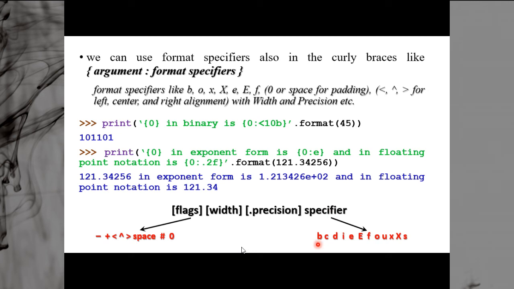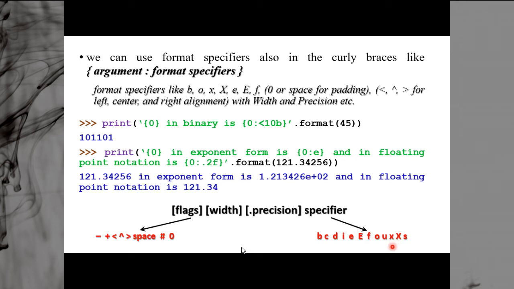Like B for binary number, C for single character, D for decimal integer, I for integer, E for exponent form, capital E for exponent form. Here the small e will be printed as a capital E. Then F for floating point notation, O for octal number, U for unsigned integer number. If the number is negative, even then it will be printed positive. X for hexadecimal number, so you can print x or capital X.